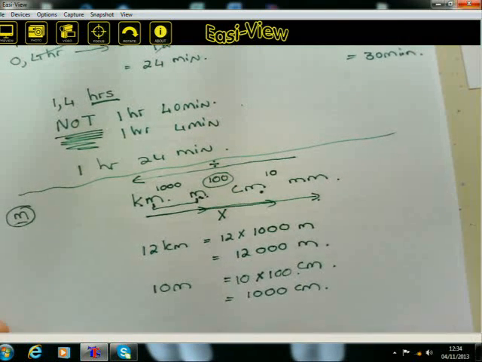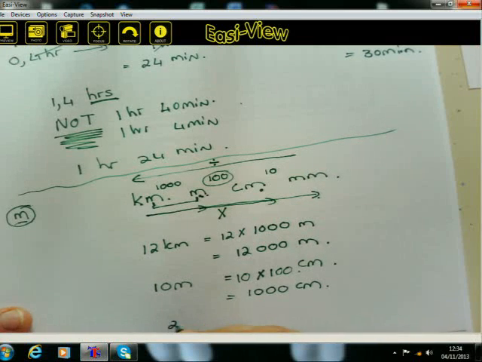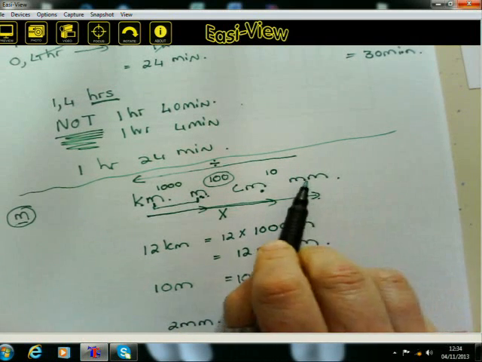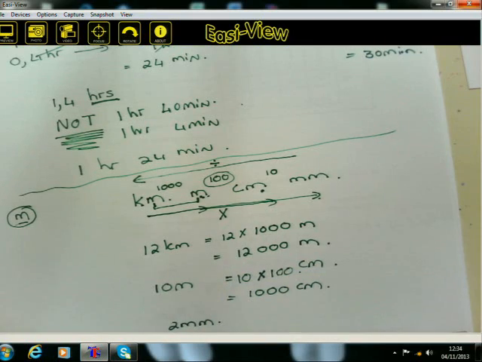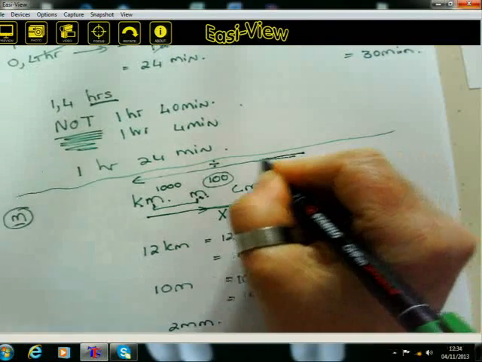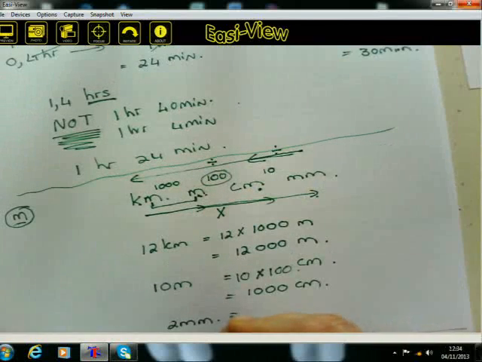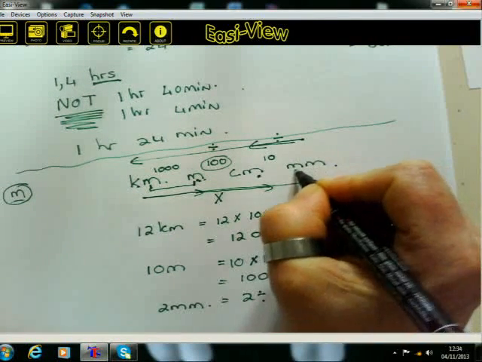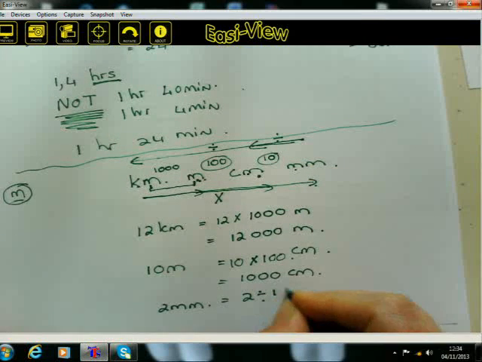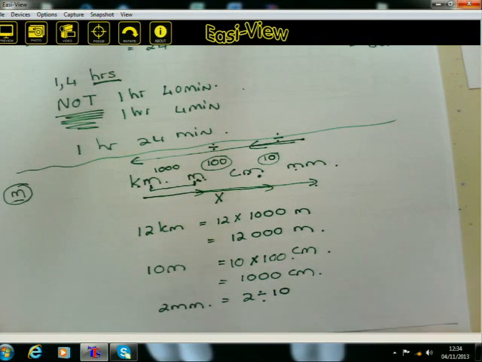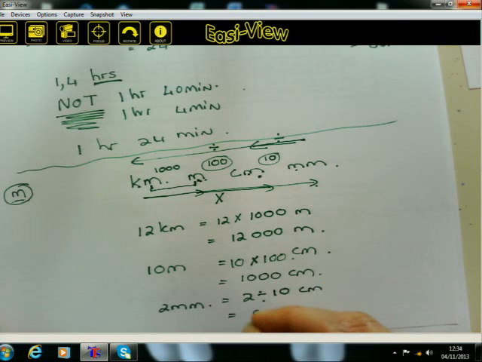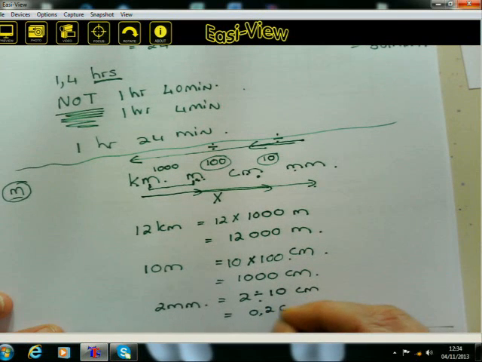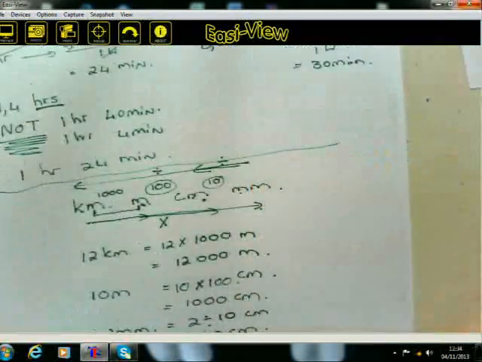Let us just take one back. Say for instance, I've got 2 millimeter and I want to take 2 millimeter to centimeter. If I'm moving from millimeter to centimeter in that direction, I'm going to divide. The question is by how much? I'm going from millimeter to centimeter, so I'm dividing by 10. So this will give me 0,2 centimeter.